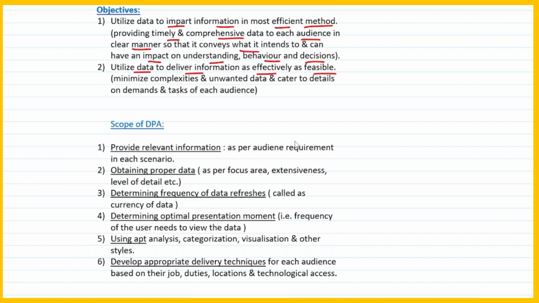So how do you utilize data to deliver information as effectively as feasible? Because it is able to minimize the complexities or the problematic areas. Whatever data is not required is being cleared off. And how does it help? It caters to details on demand and tasks of each audience, right?